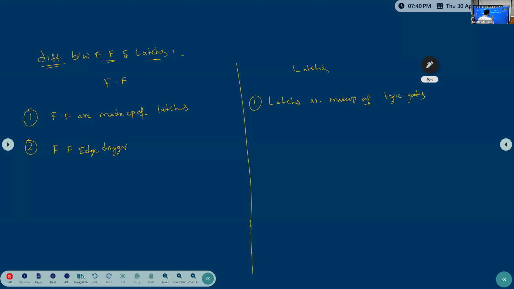Next, latches are level triggered. Flip-flop is made up of latches, so it uses two latches. What is the speed? Speed will be less, meaning it will be slow. Latches are slow. Flip-flops are fast.